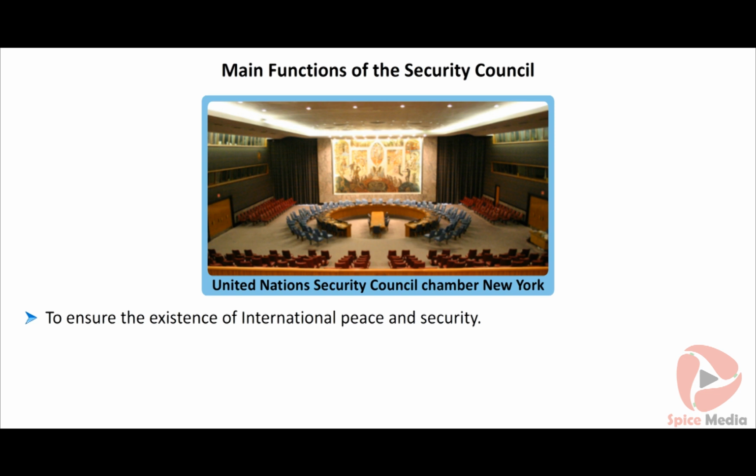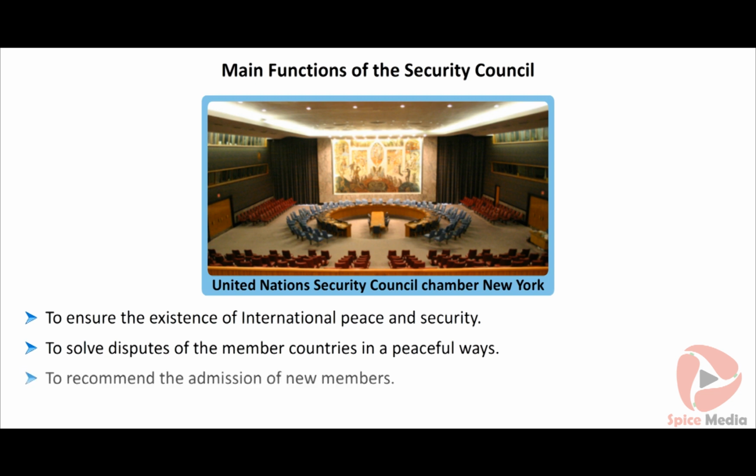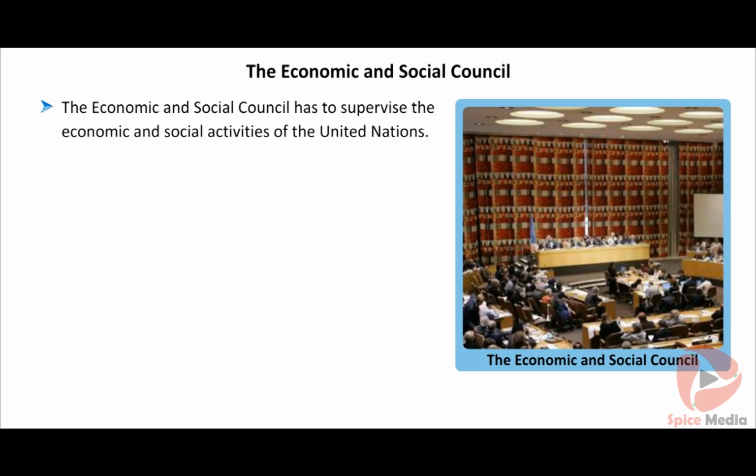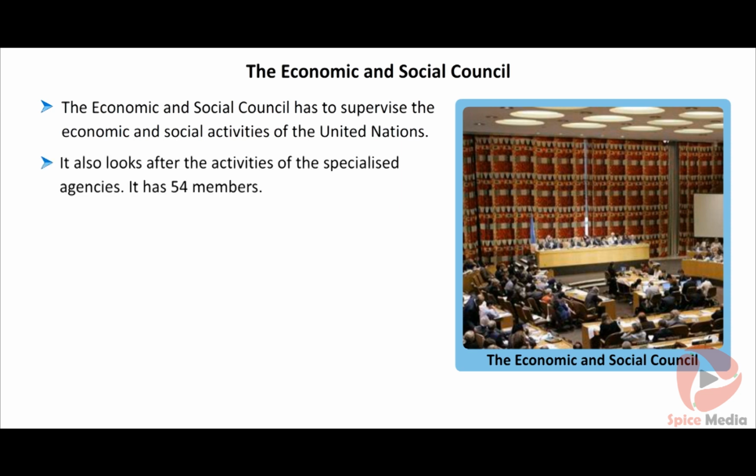To ensure the existence of international peace and security, to solve disputes of the member countries in peaceful ways, to recommend the admission of new members, to participate in the election of the Security Council. The Economic and Social Council has to supervise the economic and social activities of the United Nations. It also looks after the activities of the specialized agencies.